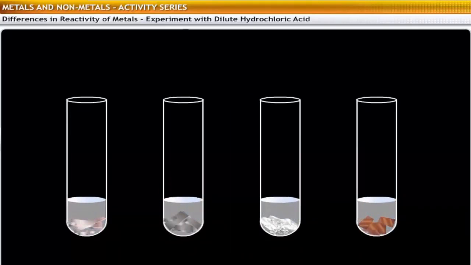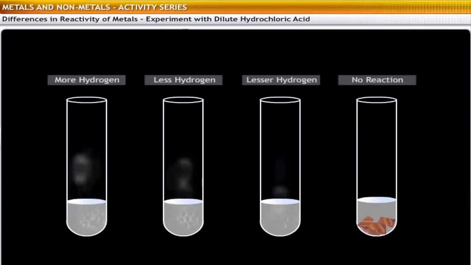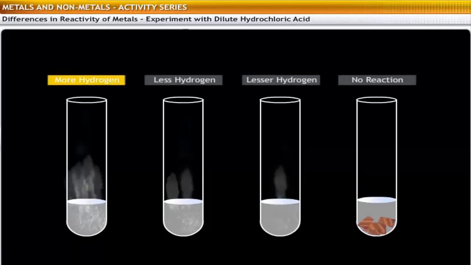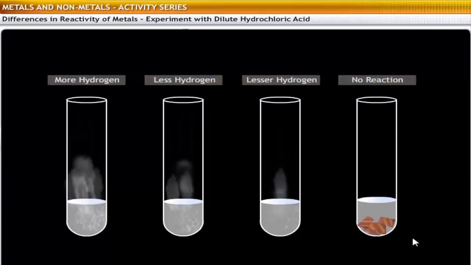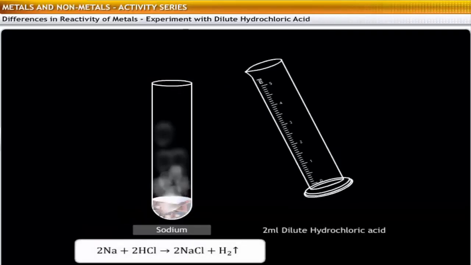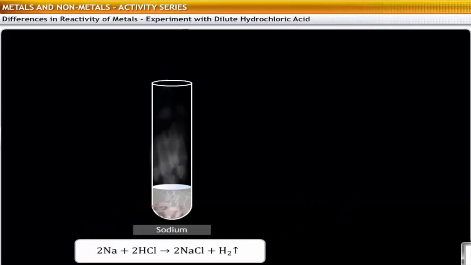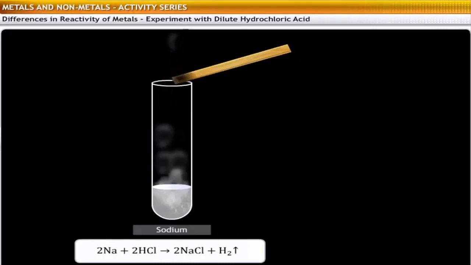The reaction of the acid with the metal will yield a salt and hydrogen gas in each test tube. However, you will notice that the rate at which the gas is liberated in each test tube is different. For instance, adding 2 ml of dilute hydrochloric acid to sodium results in a vigorous liberation of hydrogen gas. If you hold a burning splinter over the mouth of the test tube, the flame is extinguished with a pop sound.